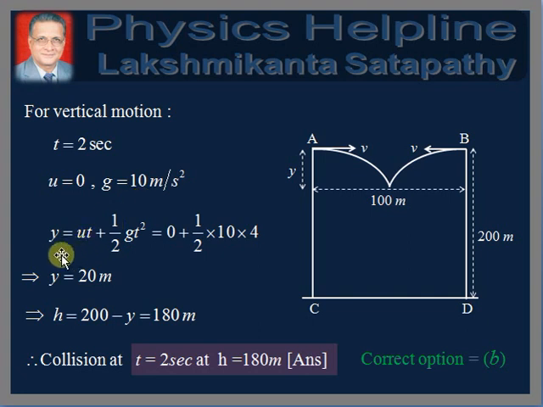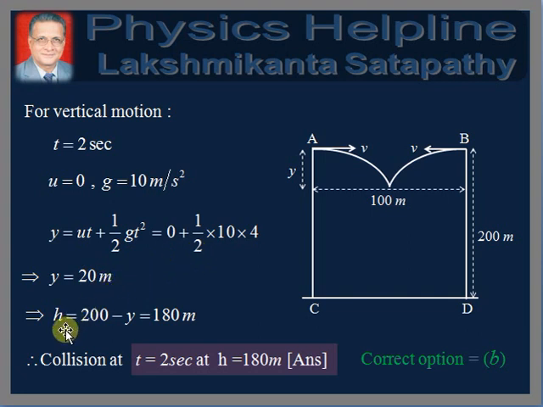We'll be using the kinematic equation s is equal to ut plus half gt square. Now initial velocity in the downward direction is equal to 0 for both the bullets. Therefore y is equal to half into 10, that is g, into t square is 4, because t is equal to 2. Simplifying, we get y is equal to 20 meters.